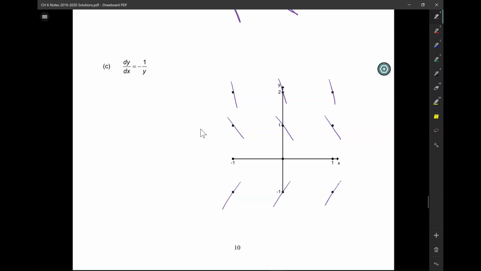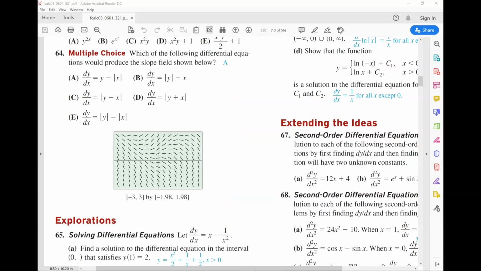So now, take a look at this problem, number 64. It says, which of the following differential equations would produce a slope field shown below? So you would have to match this to this, right? And you have to look at trends.